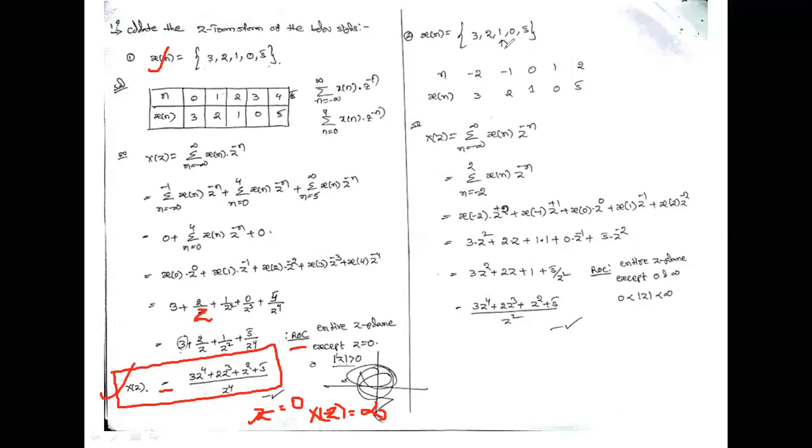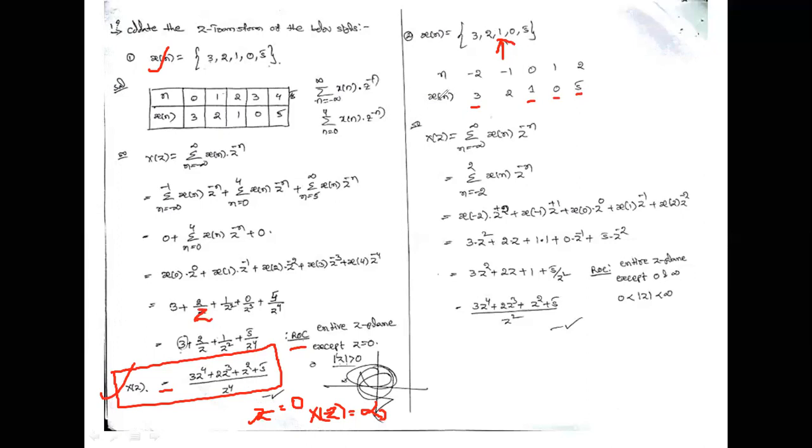3, 2, 1, and 0 arrow marks are given here. This arrow mark represents n is equal to 0. You see here, at n is equal to 0, the value is 1. At n is equal to minus 1, the value is 2. At n is equal to minus 2, the value is 3. At n is equal to 1, the value is 0. At n is equal to 2, the value is 5.